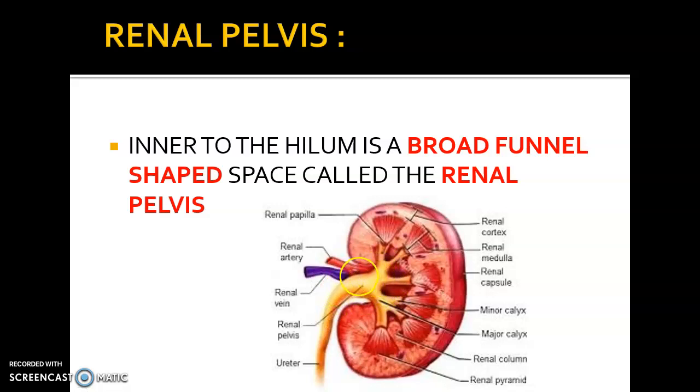And where is this present? It is present in the hilum region, right? So it is present inner to the hilum. Inner to the hilum is a broad funnel shaped space called the renal pelvis. So this structure that you see here is the renal pelvis. So we have learned two parts. One is the hilum, another is the renal pelvis.